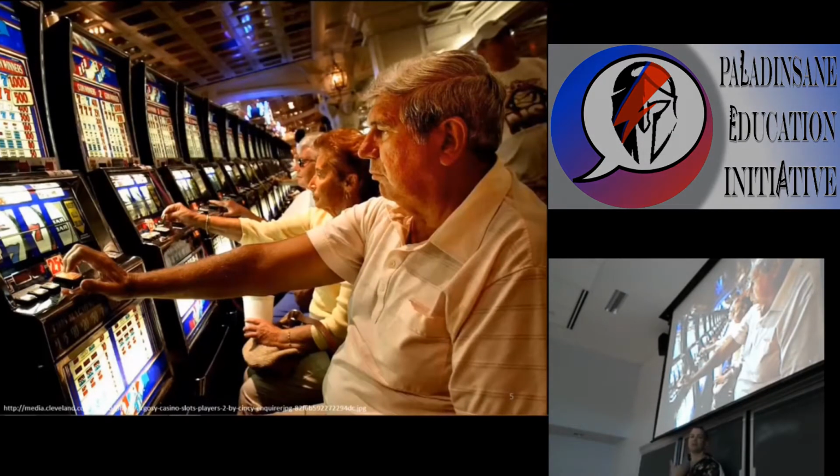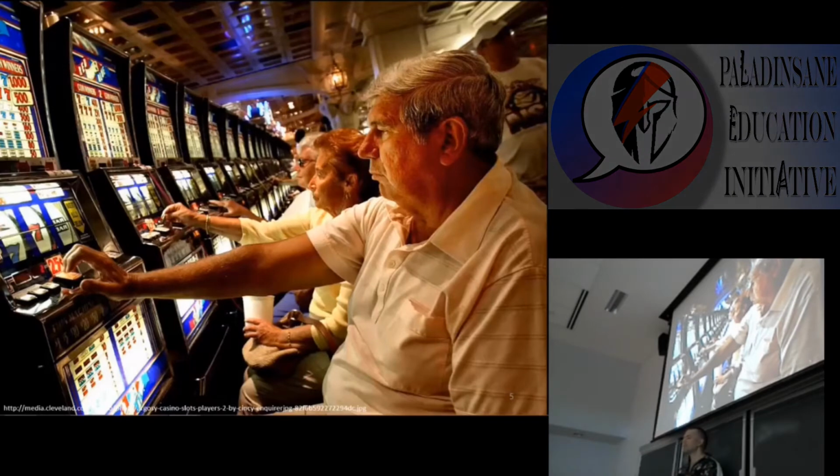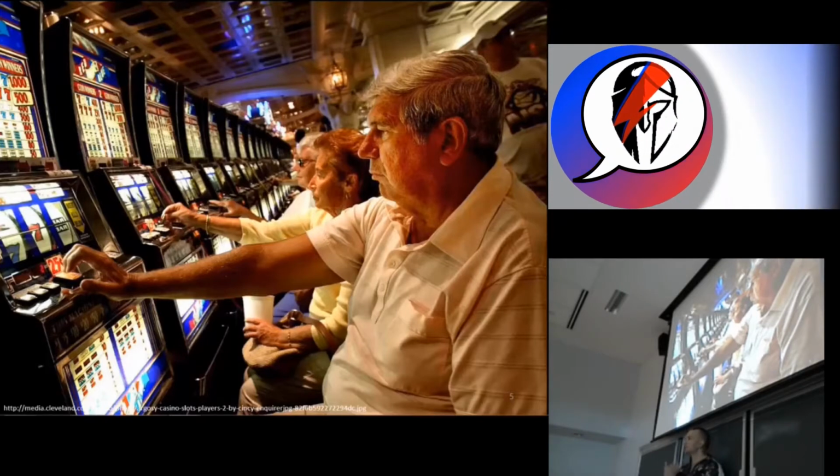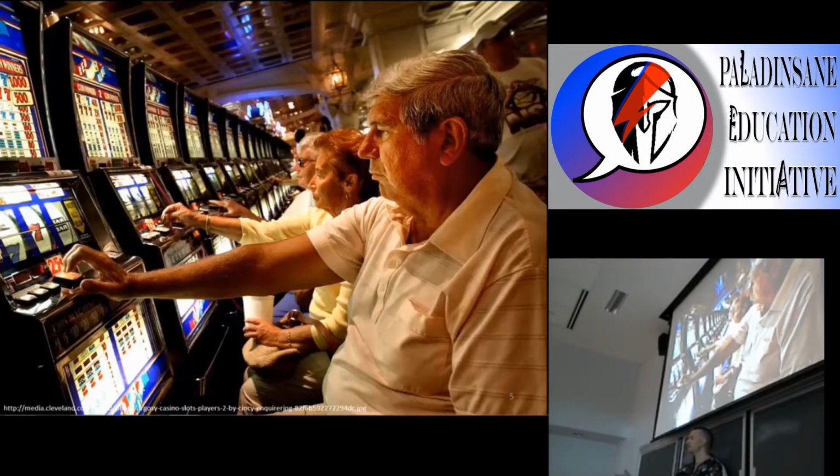So we already saw the example of slot machines. Slot machines are on a particular type of schedule of reinforcement, and that is one of the reasons why people will stay at a slot machine and play it again and again, and they will not take breaks. It's very rare that somebody will break from playing their slot machine.